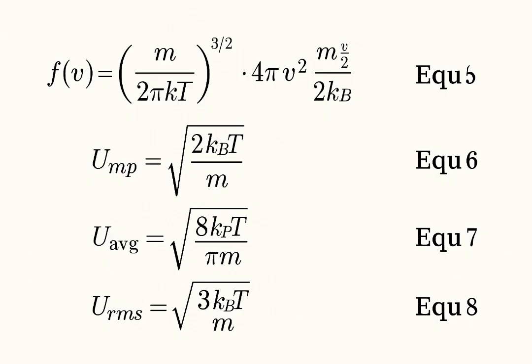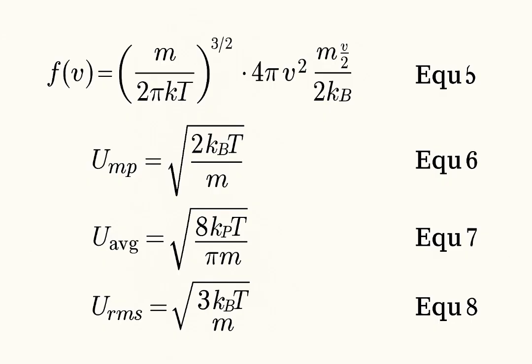The Maxwell-Boltzmann distribution is as shown in equation 5, where f(v) is the fraction of molecules with velocity v. m is the mass of a gas molecule. k_B or k is the Boltzmann constant, 1.38 times 10⁻²³ J/K. T is the absolute temperature, in Kelvin. v is the speed of a molecule. R is the universal gas constant, 8.314 joules per mole K.